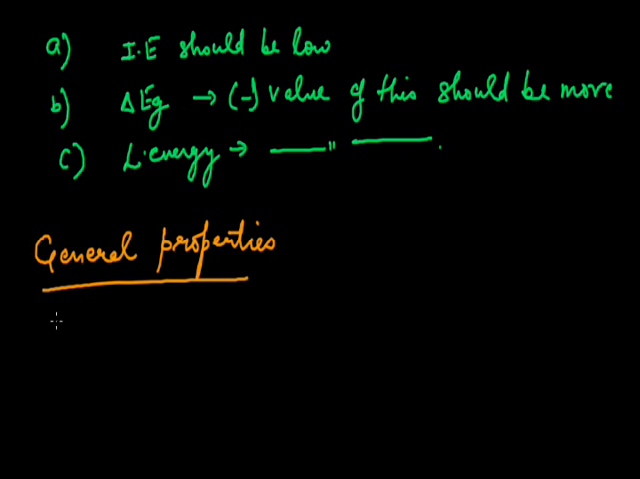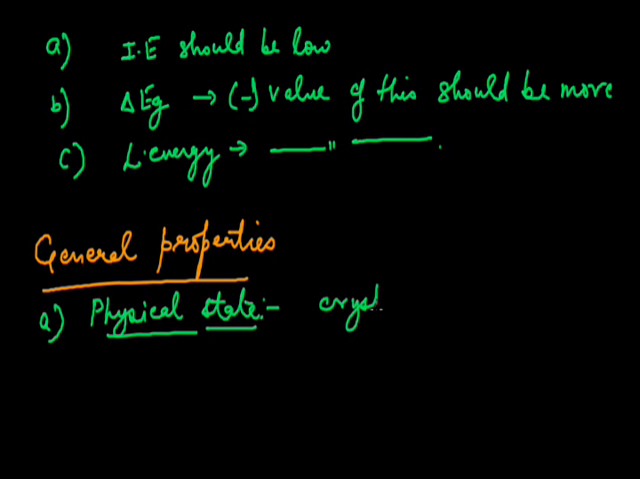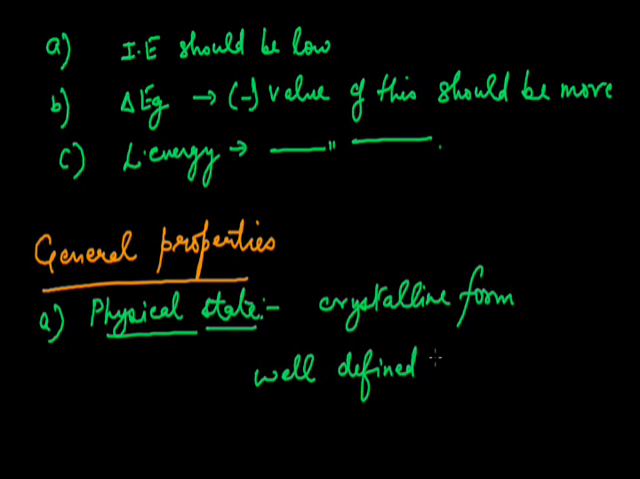The very first property is the physical state of the ionic compounds. Ionic compounds usually occur in the crystalline form, where the ions are arranged in a well-defined geometric pattern to constitute the ionic crystal.